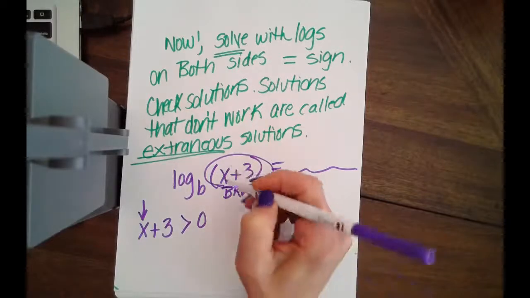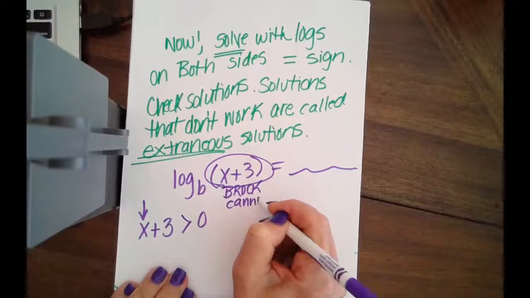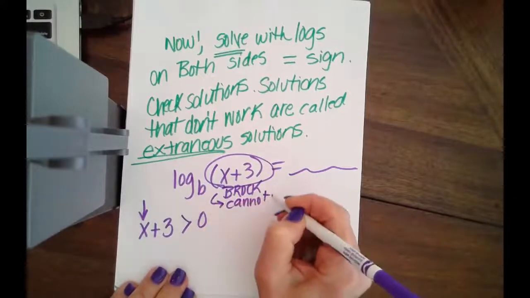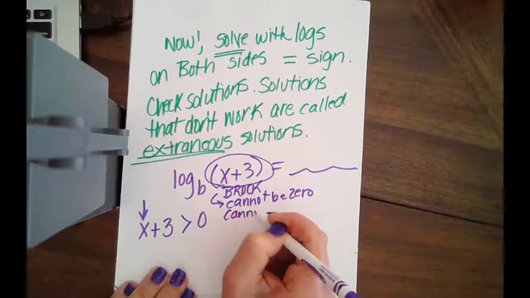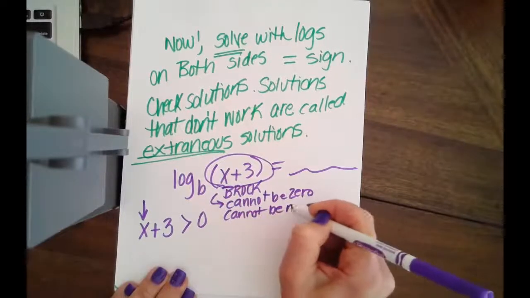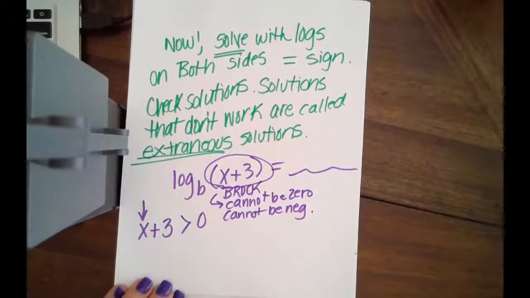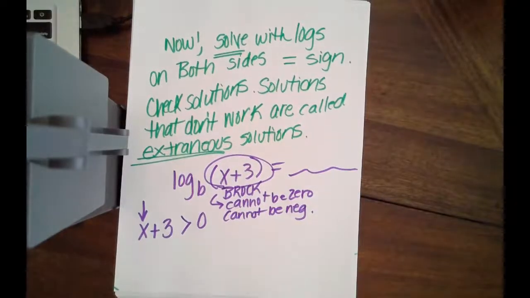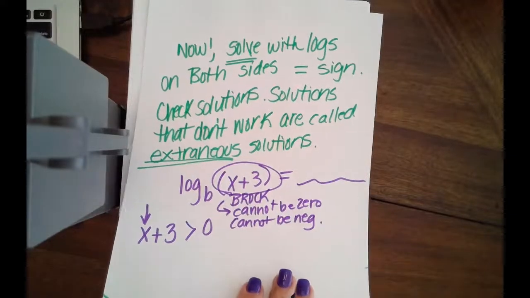So whatever you put in here, remember, your Brock cannot be 0, and it cannot be negative. So when you have a variable involved in your Brock, you're going to have to make sure that you check this. So there's just some heads up. I'm going to move to the next slide.